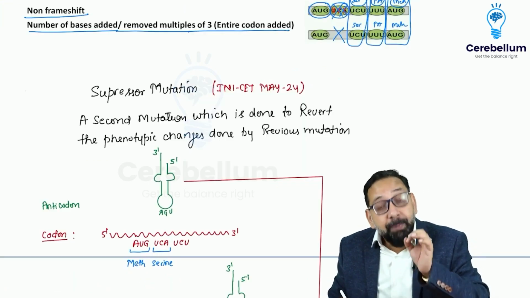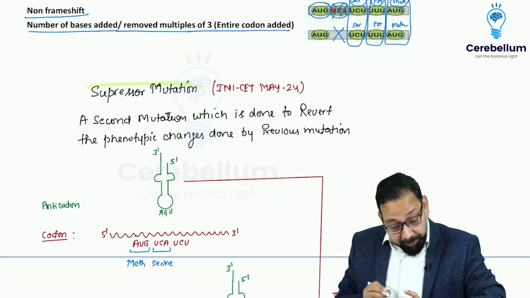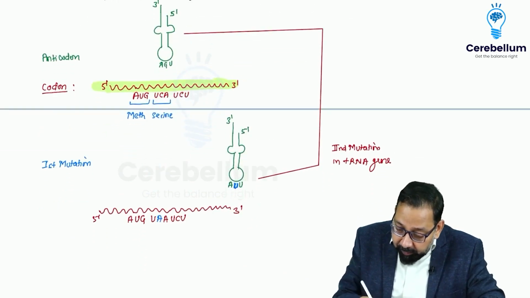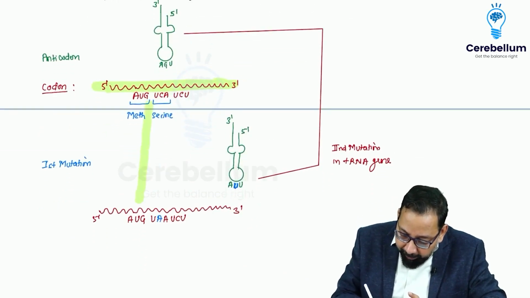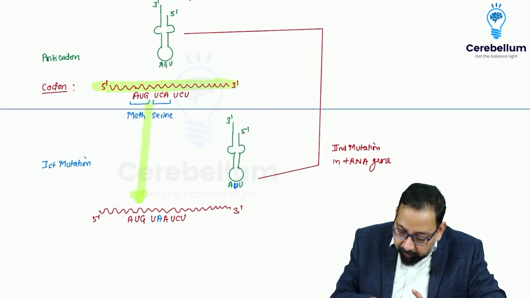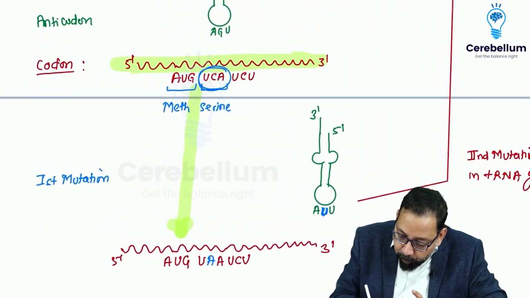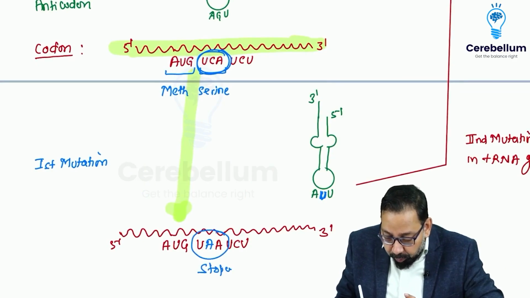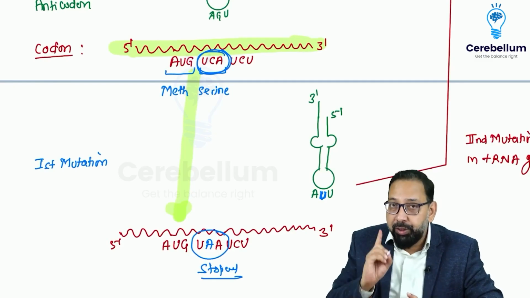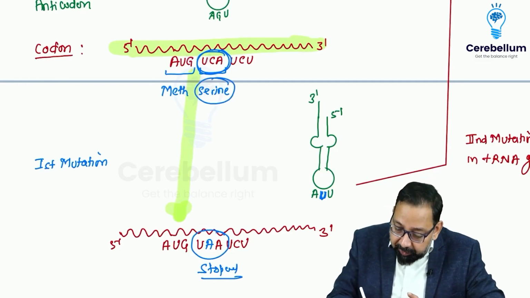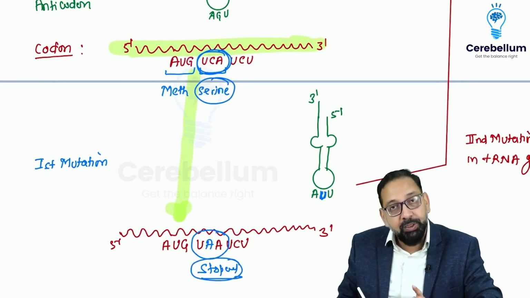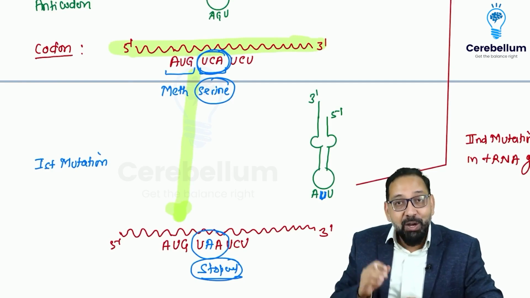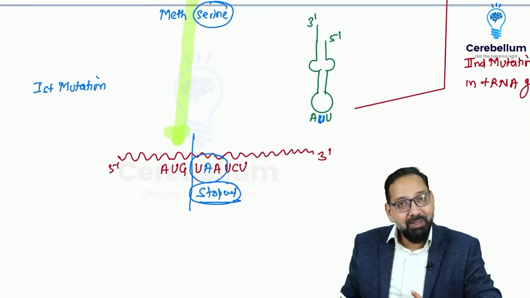Now we come to suppressor mutation, a recently asked topic. Suppose this is a gene or messenger RNA, and in this a first mutation occurs, and due to this first mutation, this UCA, which codes for serine, is converted to UAA. UAA is a stop codon. So this serine is replaced by a stop codon, which is a nonsense mutation. And due to this nonsense mutation, protein synthesis will stop at this point.